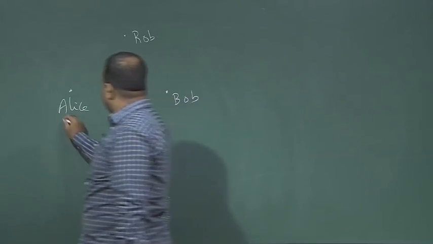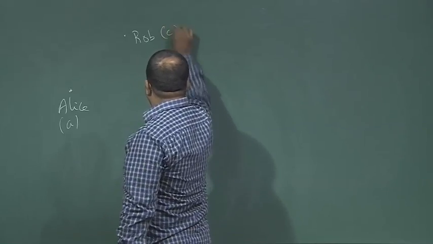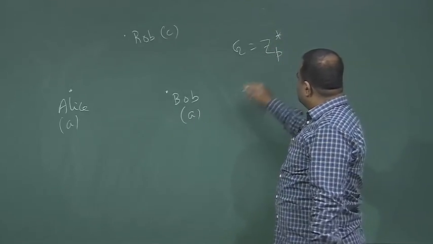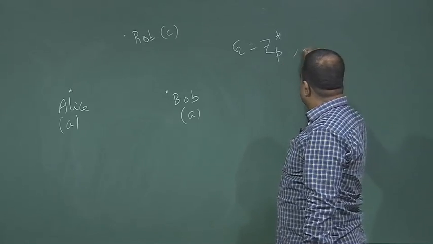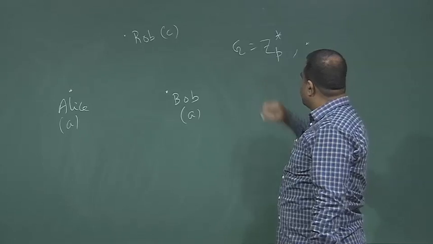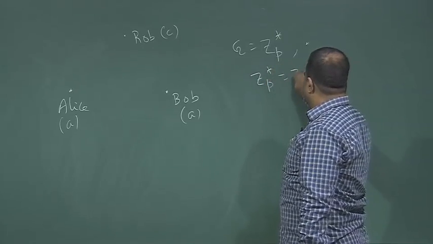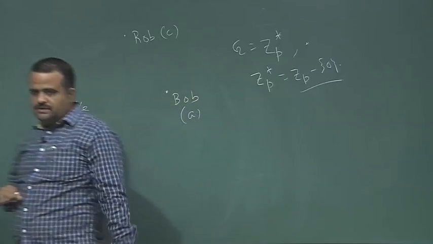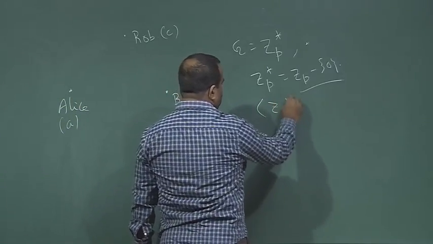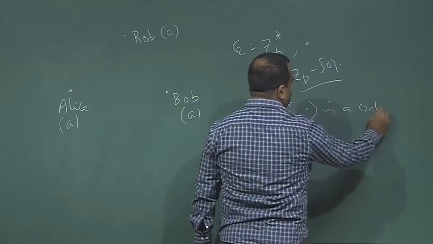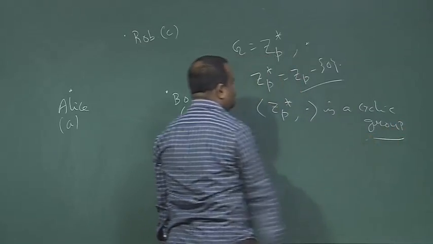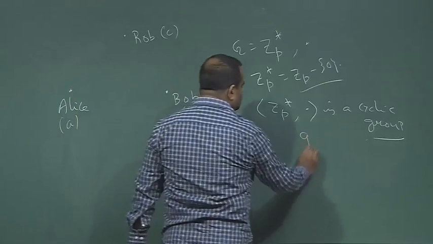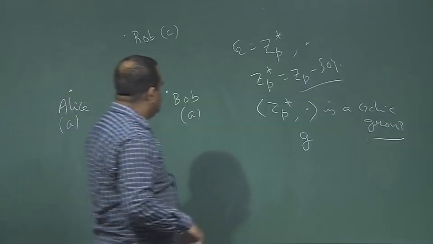So they choose a, b, and c. Let G be a group, Zp star say. It could be a general group also, but for simplicity we are taking Zp star, which is a group under multiplication where p is a prime. Zp star is basically Zp minus 0; we have to remove the additive identity element, and then this forms a cyclic group. If it is a cyclic group, it has a generator, and suppose g is a generator of this group.